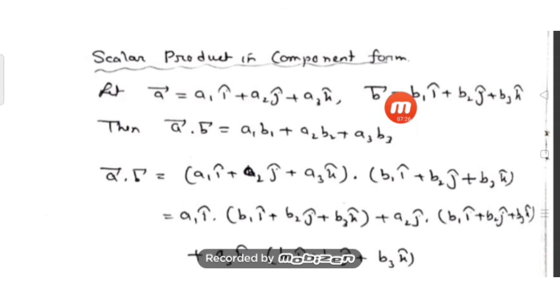Then their dot product, that is a bar dot b bar, is equal to a1 into b1 plus a2 into b2 plus a3 into b3. That means the sum of the products of the coefficients of i cap, j cap and k cap.